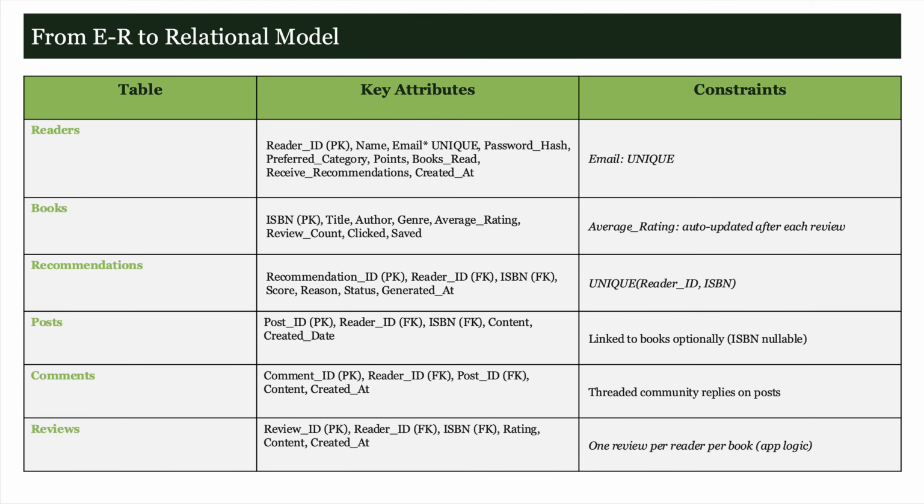Converting the ER model to a relational schema is where the database design becomes concrete. Let me highlight the most important tables. The books table uses ISBN as its primary key. This is the natural identifier for books globally. Fields like average rating and review count are updated automatically every time a review is submitted, and the others are on the slides. And now, let me prove something that's very important in database design.